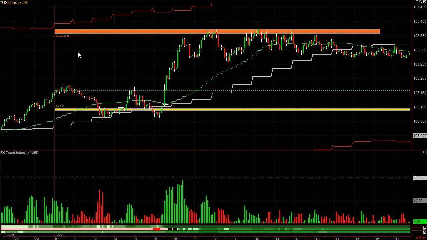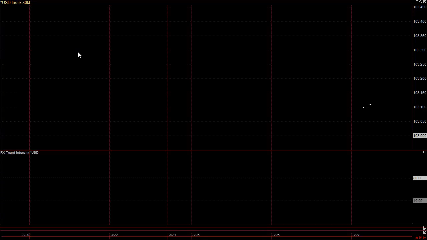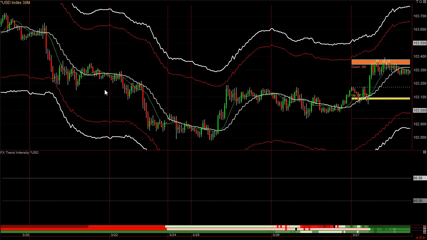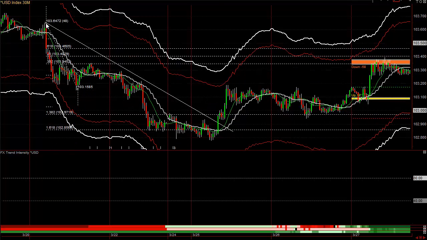Again, on any of the indexes you can put any time frame you want. If you want to see a 30-minute time frame, you certainly can. That allows you to see more days past. You can spot trend line breaks. You can spot Fibonacci areas, and you can see the 1.618, a very high probability area for the dollar to reverse earlier in the week.